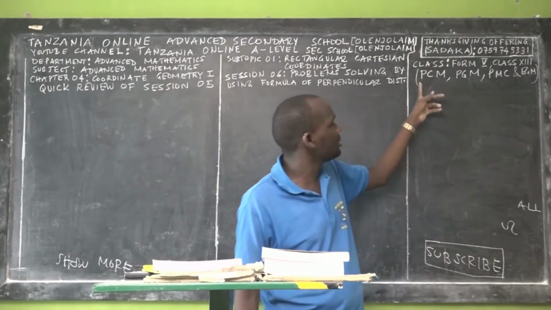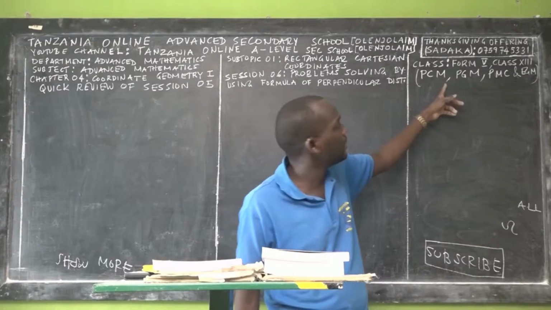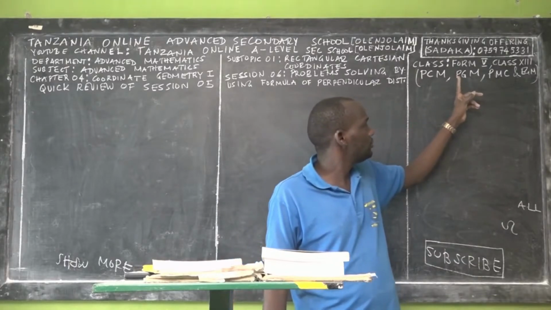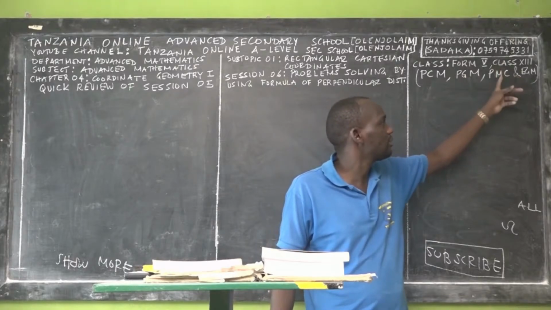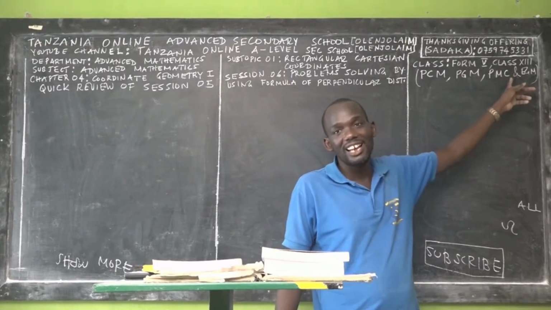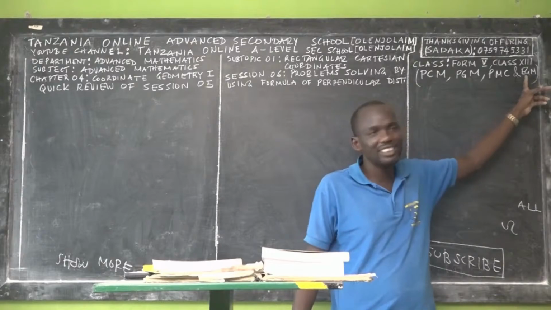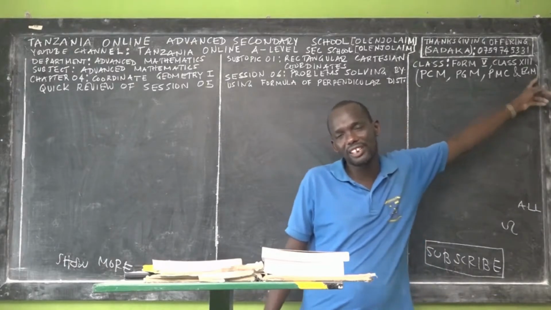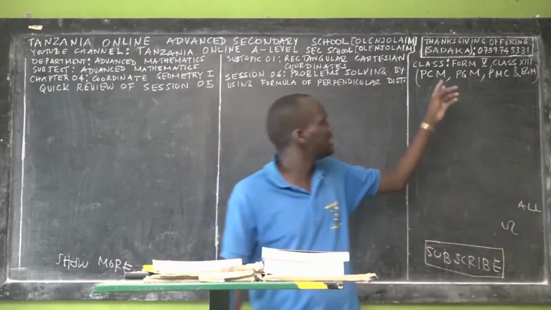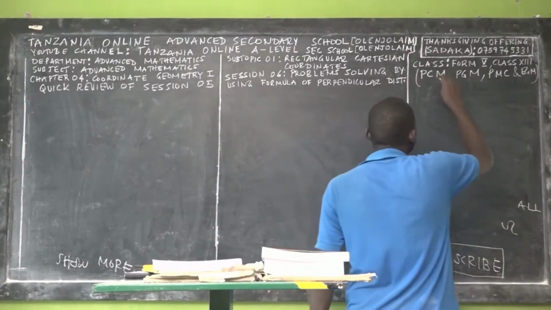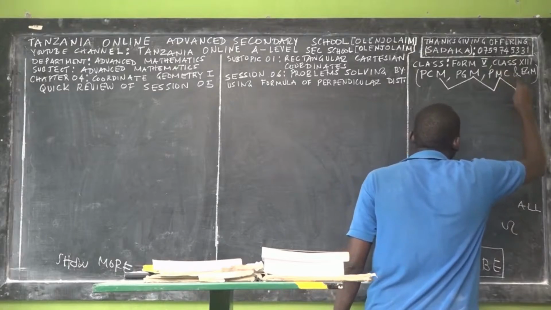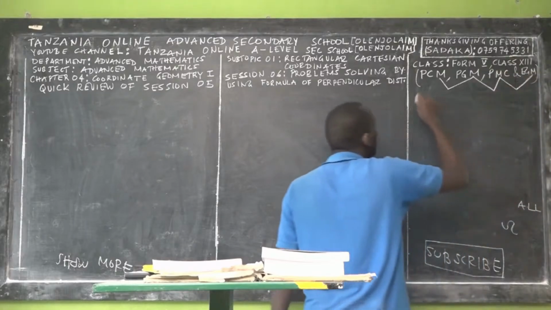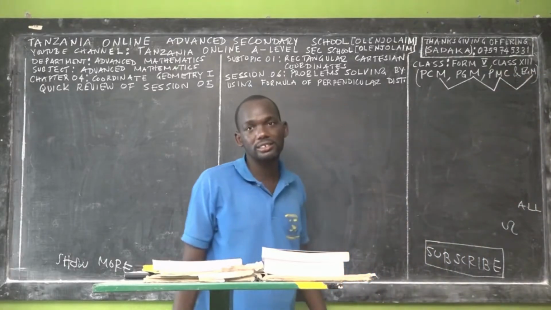So this is advanced physics, advanced chemistry, advanced mathematics, advanced geography, computer science, and advanced economics. You see that this is the subject we are discussing right now: M, then M, and then M. So M stands for advanced mathematics.